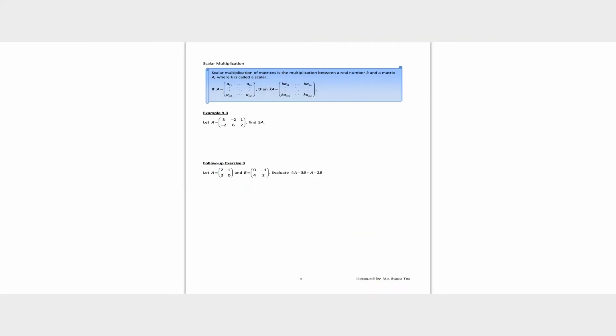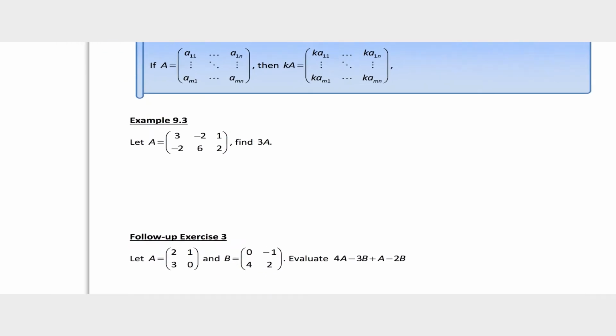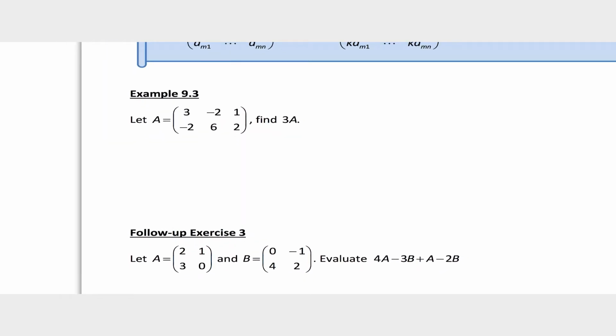For the scalar multiplication, if we have one scalar, for example, this one is 3, and this is A. A is a matrix. How to do the multiplication? You need to multiply this 3 to each of the elements, and then you can find the answer.